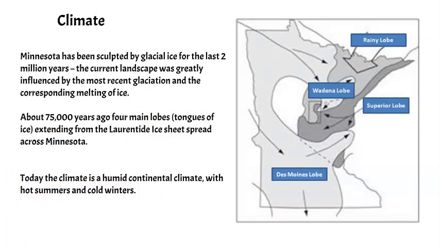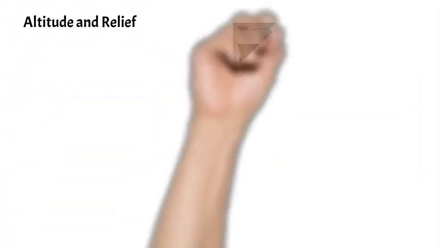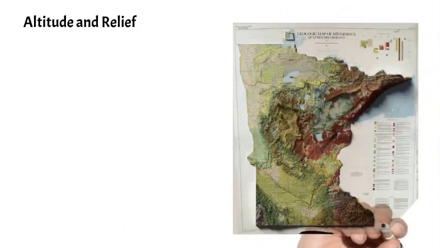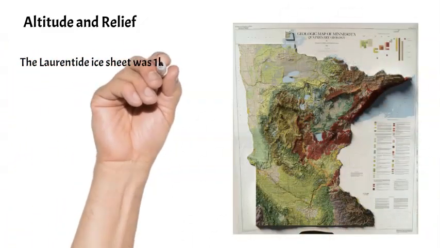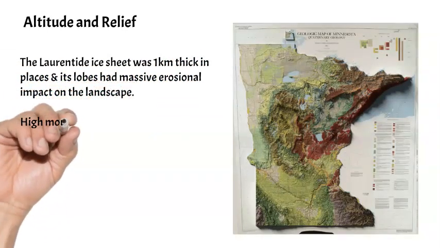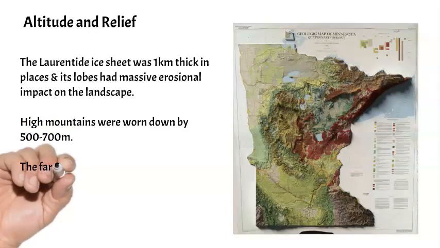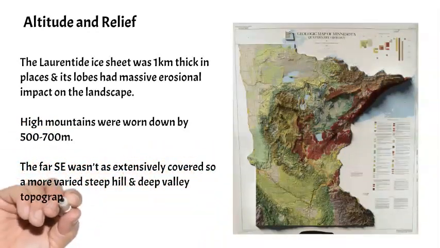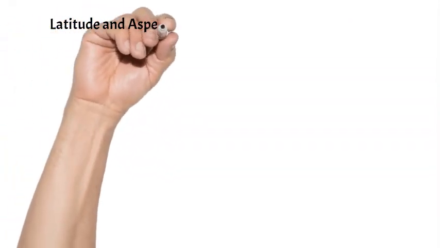The Rainy lobe, the Wadena lobe, and the Superior lobe in the north particularly influenced the landforms we're going to look at. And they led to this really unique relief that we can see on this map here. Very mountainous areas that have been carved out, but areas that have also got very deep lakes. Some of those mountains were worn down by up to 700 meters by the ice sheet itself.